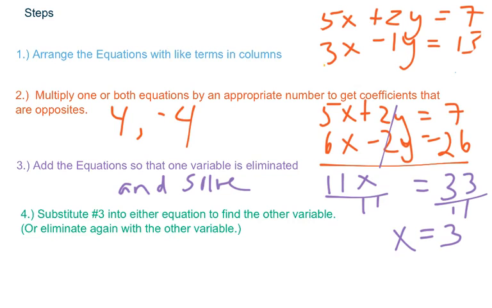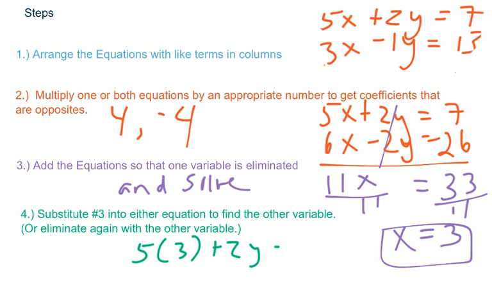And then our green step there is substitute your answer to number 3 into either original equation in order to find the other variable, or eliminate again with the other variable, and I'll show you what I mean by that. But I'm going to take my x is equal to 3. I like this one because the 7 is smaller, but the 3 and the 1, it's probably the same. We'll just do the top equation.